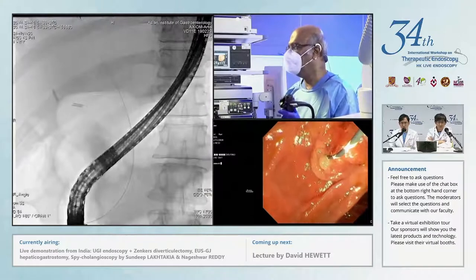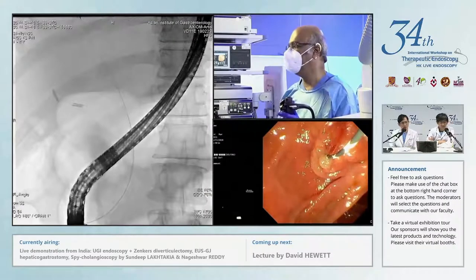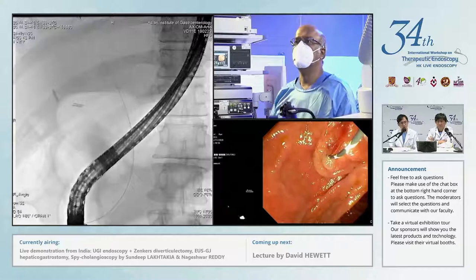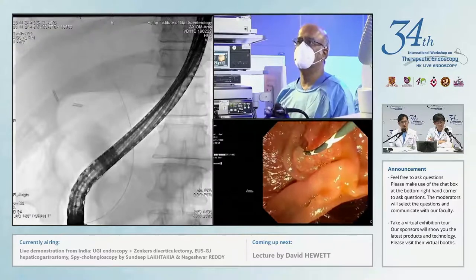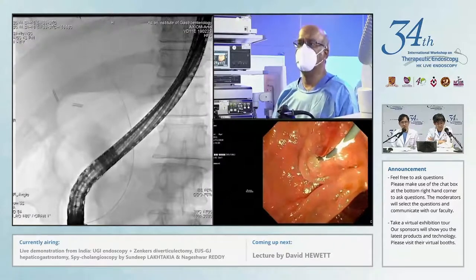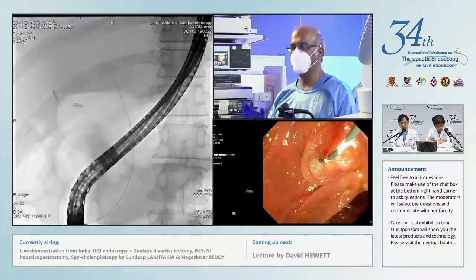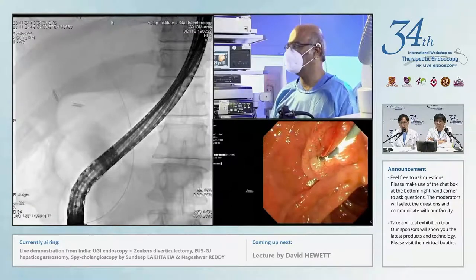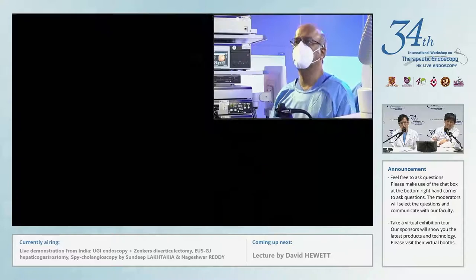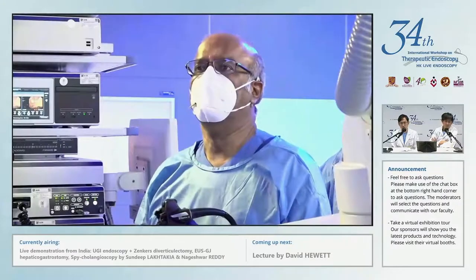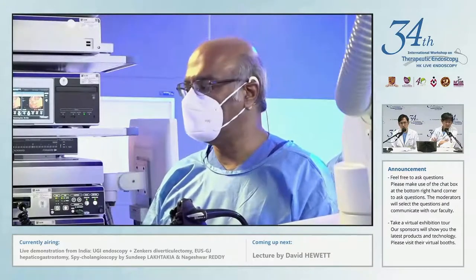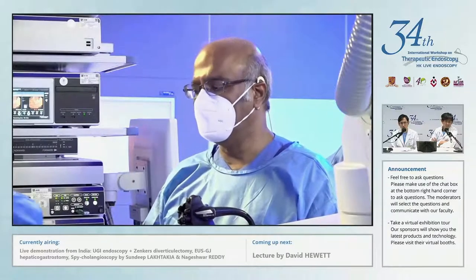For this particular study, we are using a SpyGlass cholangioscope, the single-use, single-operator digital cholangioscope. The views are excellent. The problem, of course, is the cost. But when you look at the history of evolution of cholangioscopy, you realize what fantastic views we have now.